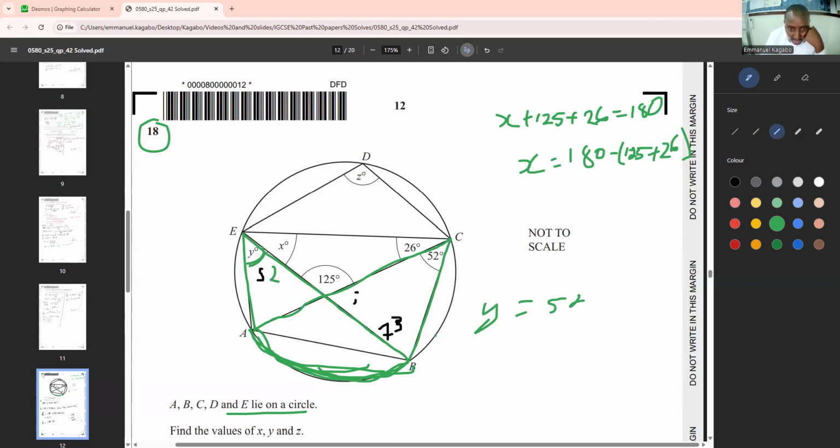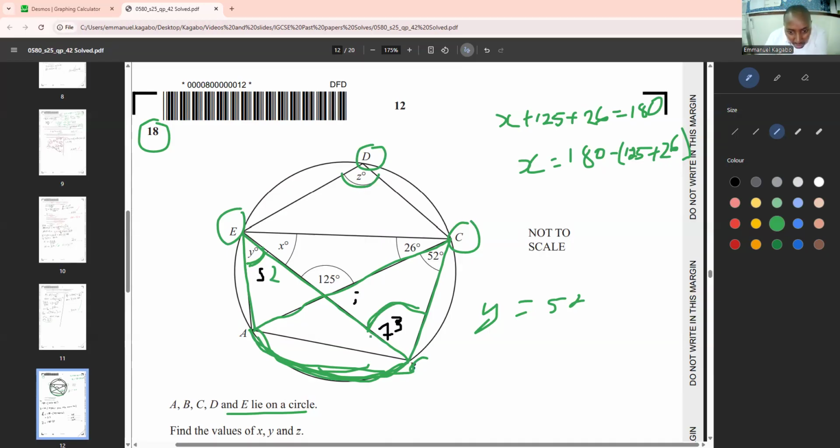Now we want to get z. To get z, I want you to see the quadrilateral E, D, C, B. That's a four-sided figure. This angle and this angle should add up to 180 because it's a cyclic quadrilateral. Opposite angles in a cyclic quadrilateral add up to 180 degrees.